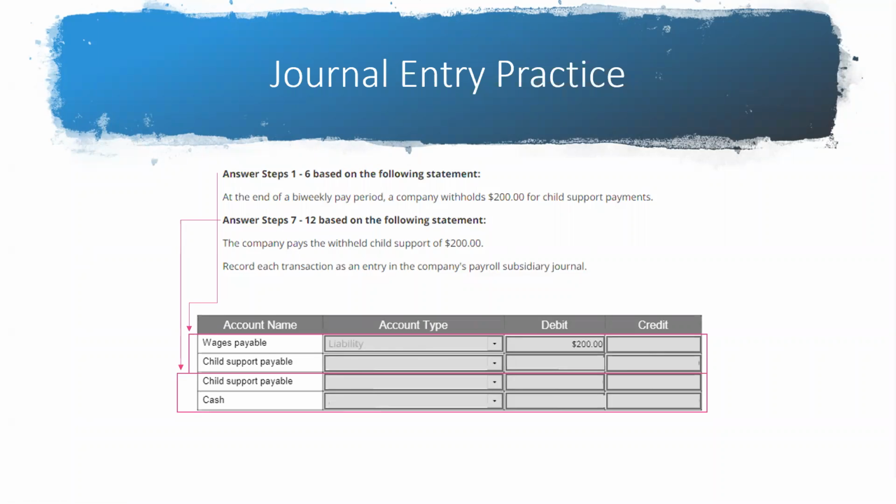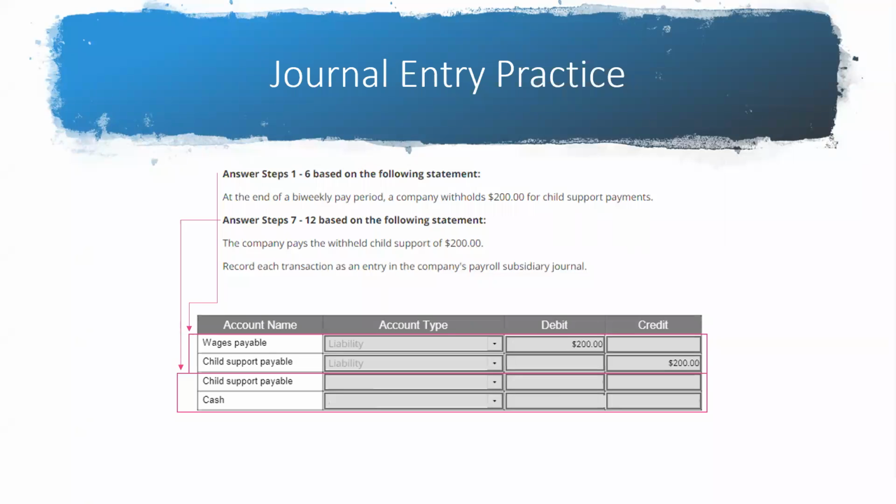And then we're going to debit the wages payable, and then we're going to credit the child support payable. Right. So here's the problem. I wasn't really looking at what you were trying to achieve. So typically it's a credit balance. All right. So that's when we record the transaction for the withheld child support. That's what it's going to look like.